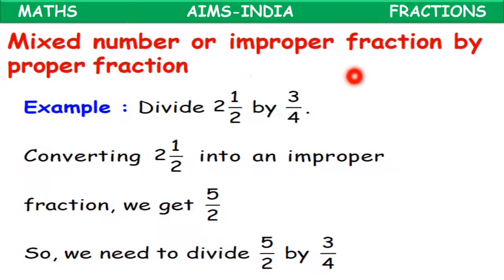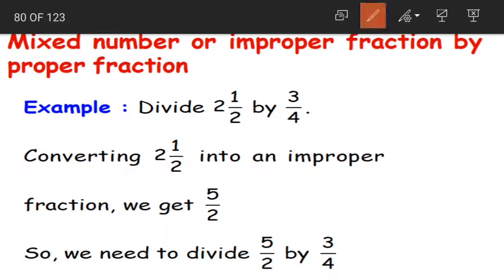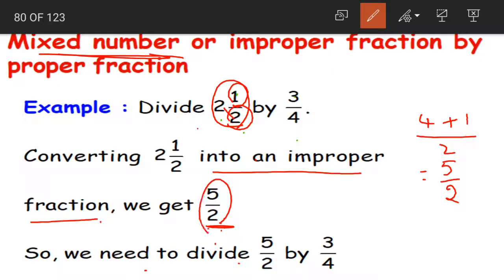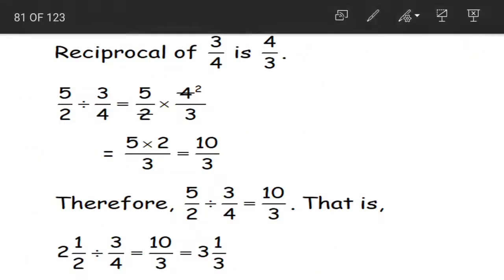Next, a mixed number or improper fraction divided by a proper fraction. Now what do we have here? 2 1 by 2 divided by 3 by 4. Again this 2 1 by 2 is a mixed fraction. It is to be converted into an improper fraction. 2 into 2, 4 plus 1, divided by the denominator 2. So that is equal to 5 by 2. After converting we get 5 by 2. So we need to divide 5 by 2 by 3 by 4.